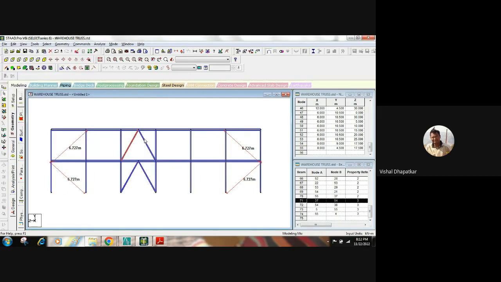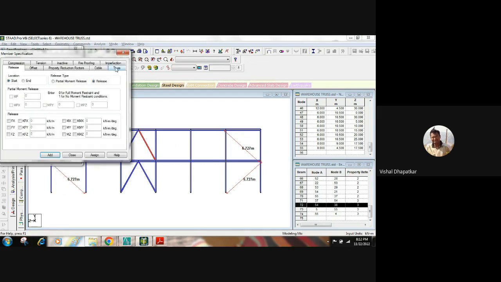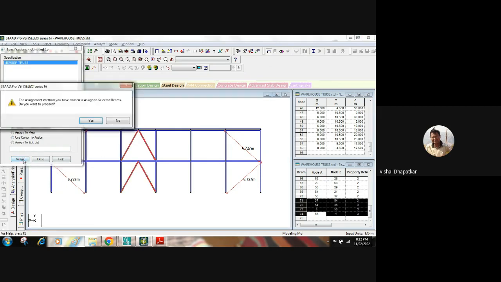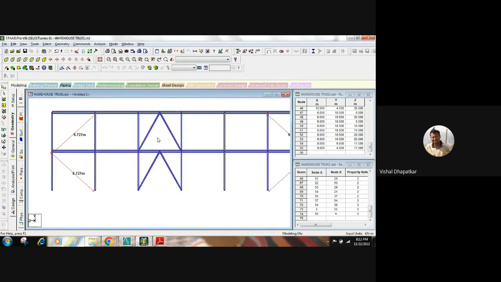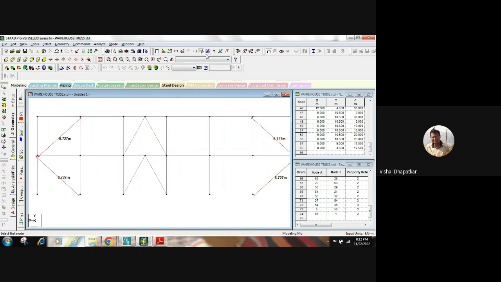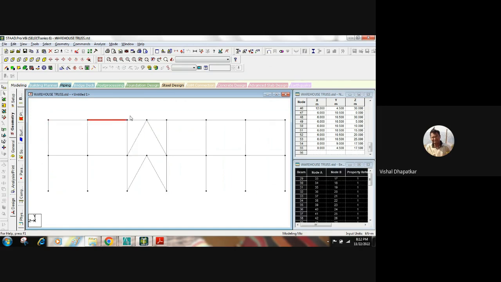So for this bracing, now we'll assign it as a member truss. So it will carry only the axial load. It should not carry any bending moment in it. So once we assign it as a truss, it will behave as an axially loaded member only, and it will carry either compression or tension. So now, since this bracing is added, should we keep this as a moment connection or should we release them? All this tie member.